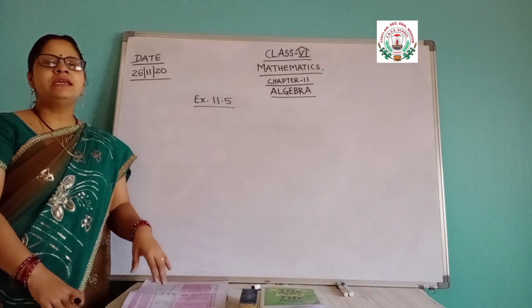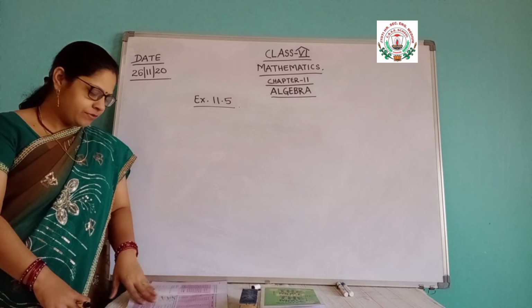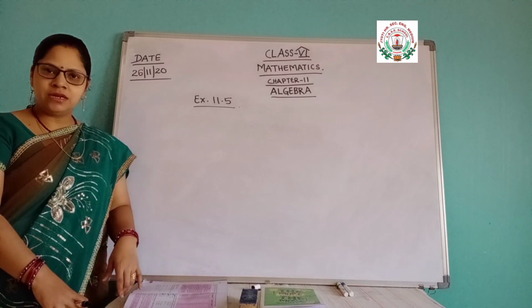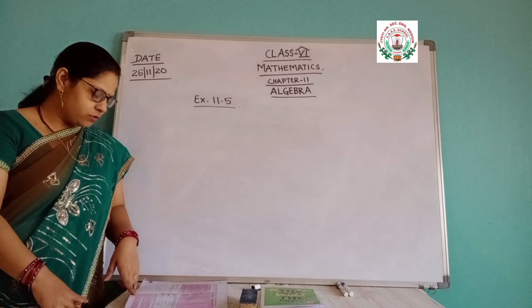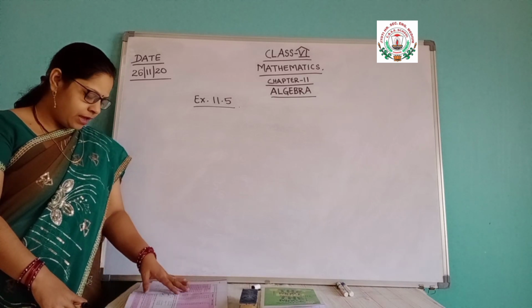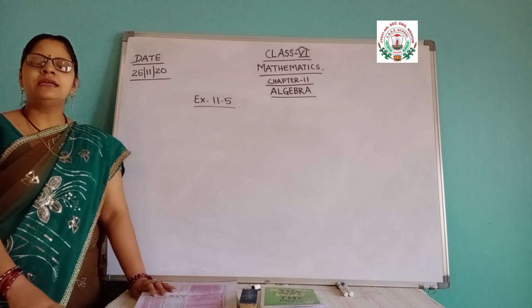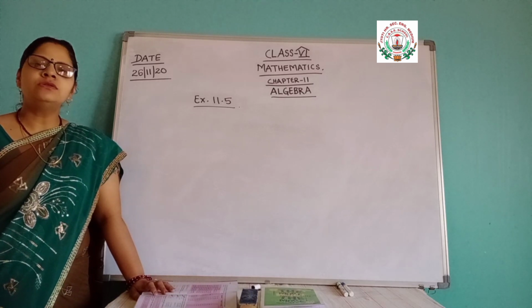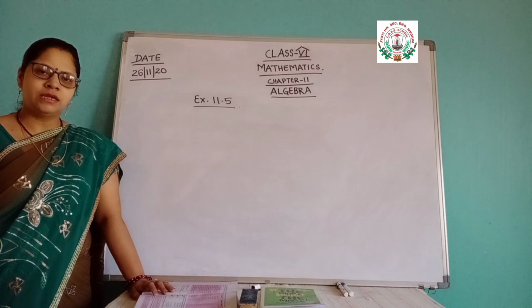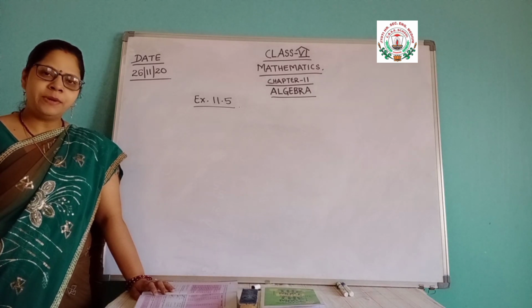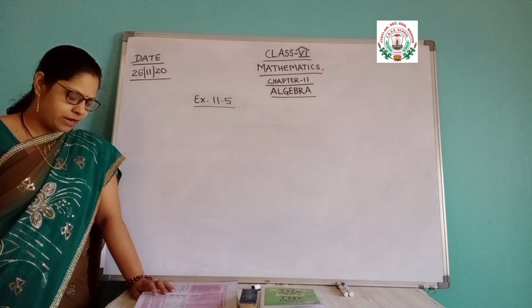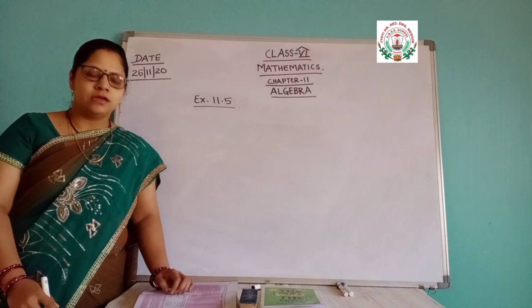We were dealing with exercise 11.5. In that, up to question number 3 we have already completed, and question number 4, A and B part, I have explained. And it is nothing difficult. The values of M are given in the table, and for M plus 10 you have to find out the values and write in the other column.